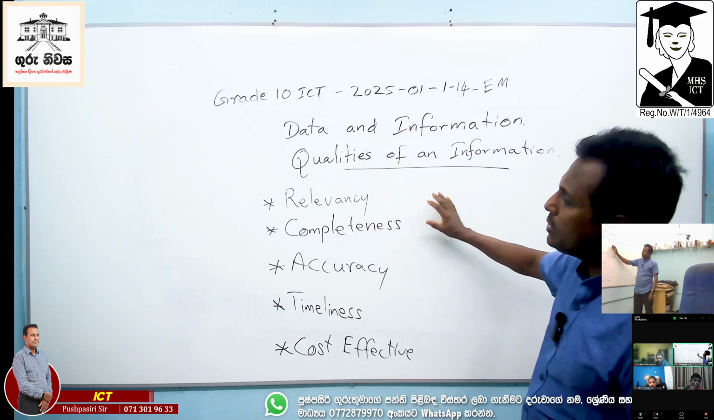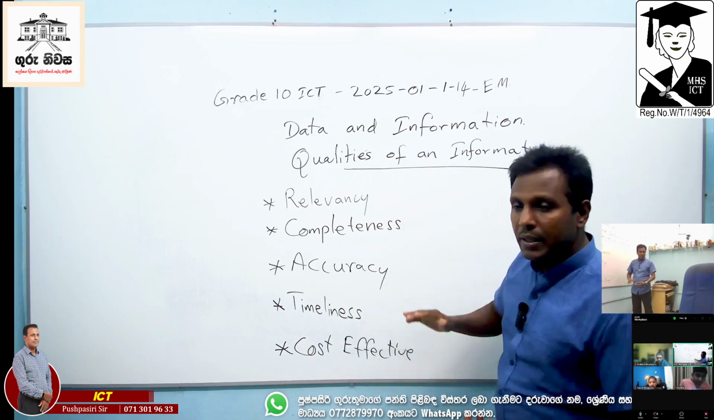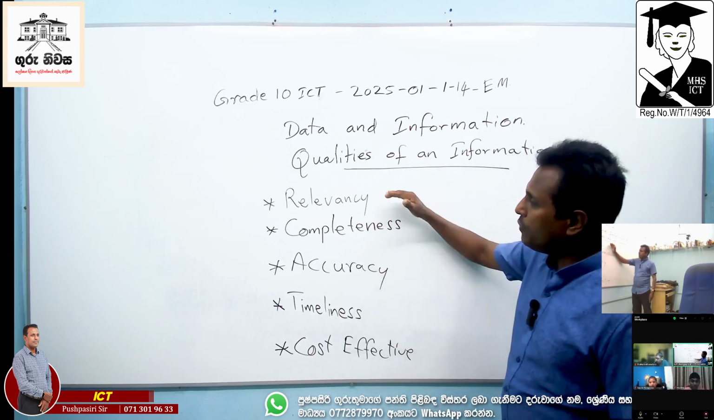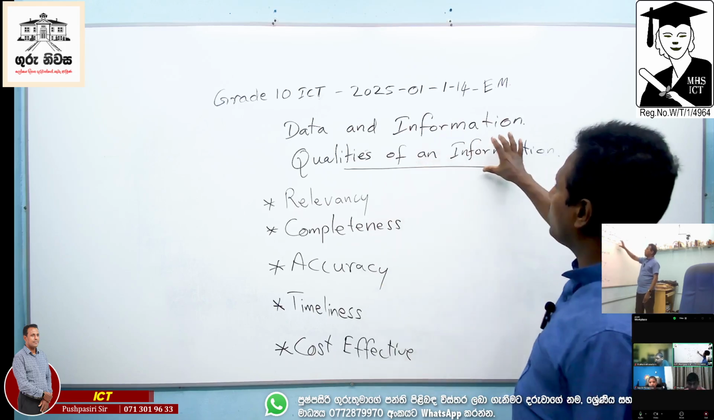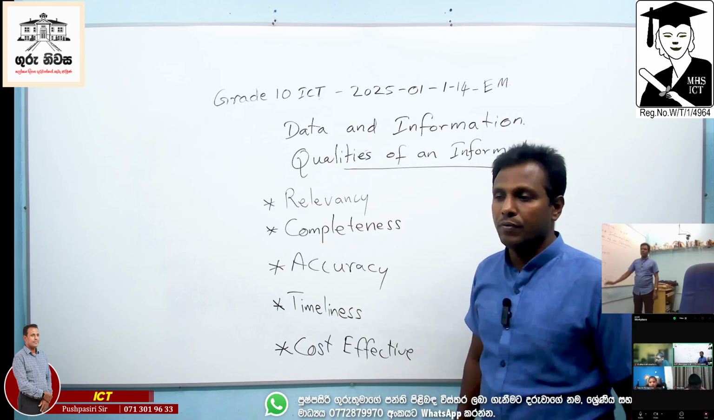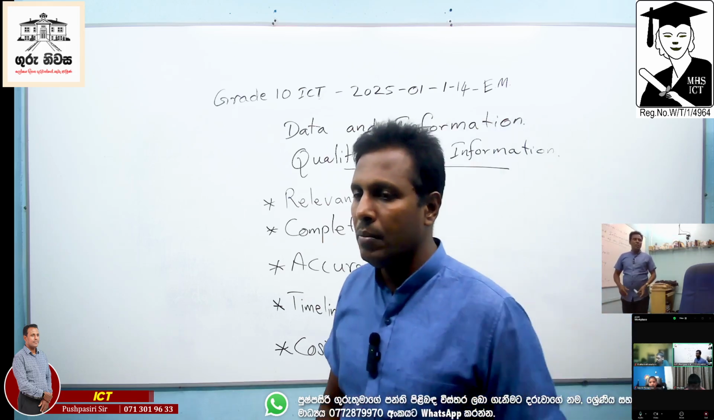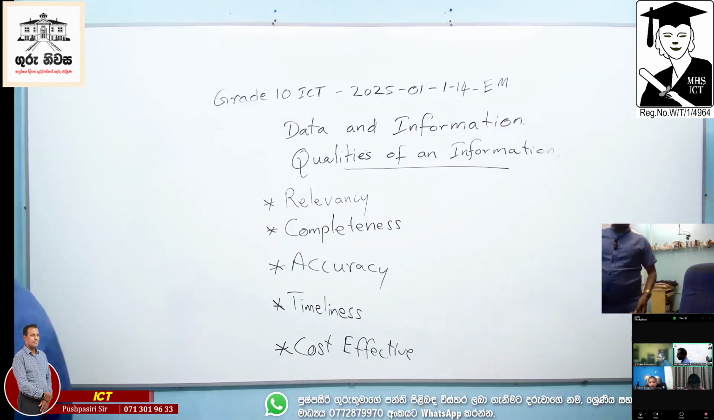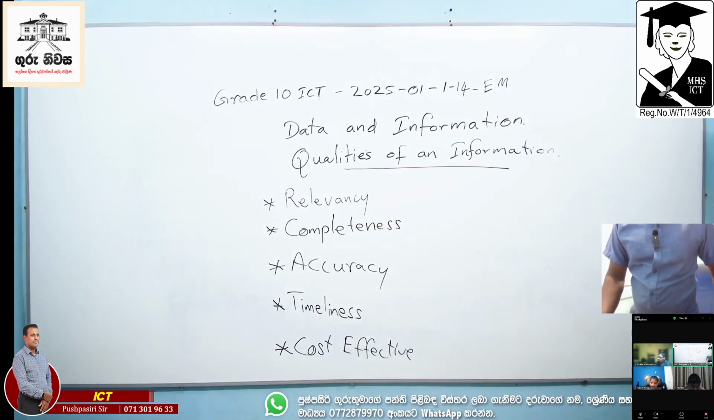Okay, so these are the points, and there may be some other points which lead to good information, the good qualities of information. So you can write them down. Write down those two.